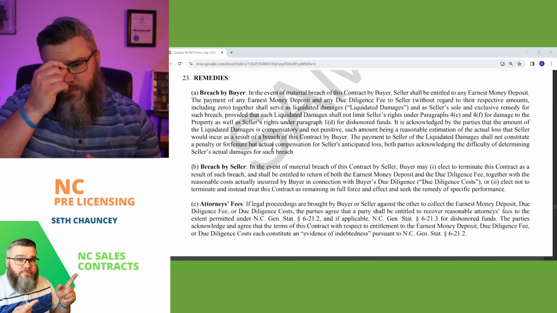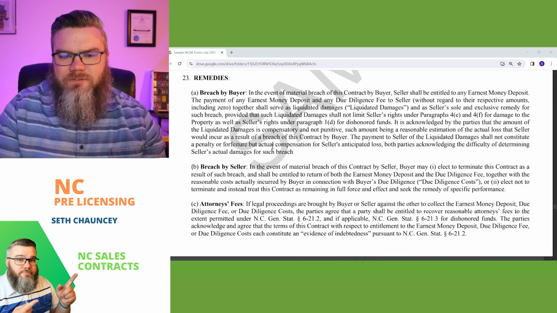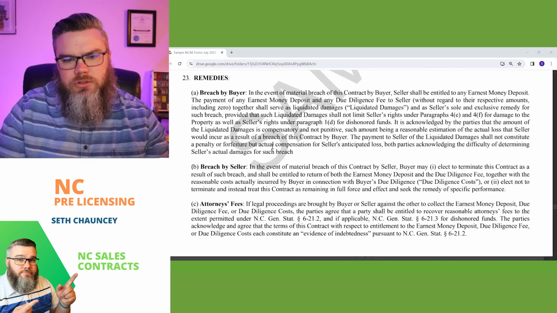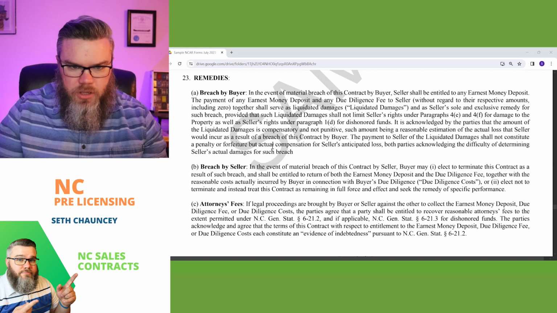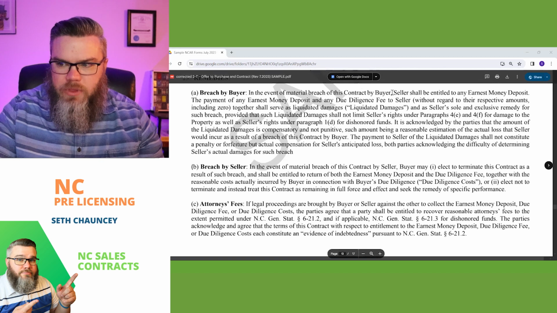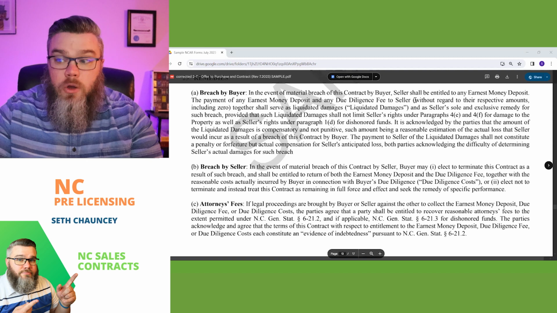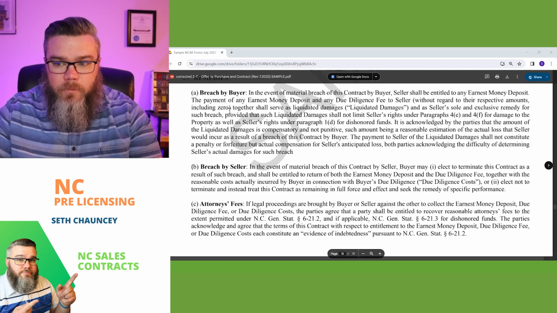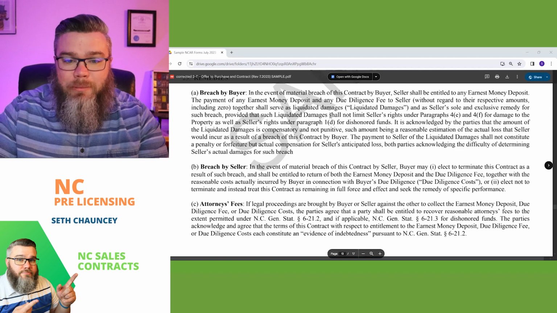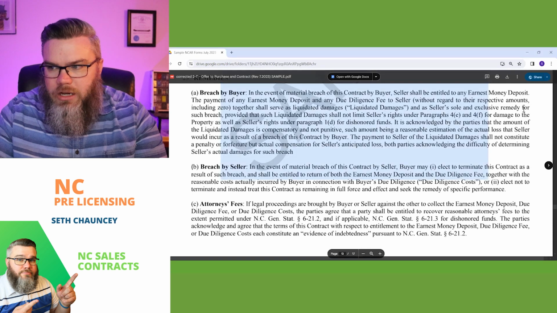We talked about remedies. The generalization of remedies for contracts. Here's the thing, though. You need to know the very specific remedies that buyers and sellers are entitled to if the opposite parties breach. So if a buyer breaches, in the event of a material breach of this contract by the buyer, seller shall be entitled to any earnest money deposit, the payment of any earnest money deposit, and any due diligence fee to the seller, without regard to their respective amounts, including zero, together shall serve as liquidated damages, there's that word, and as the seller's, this is important, sole and exclusive remedy for such breach.